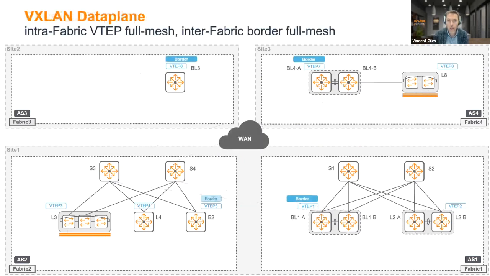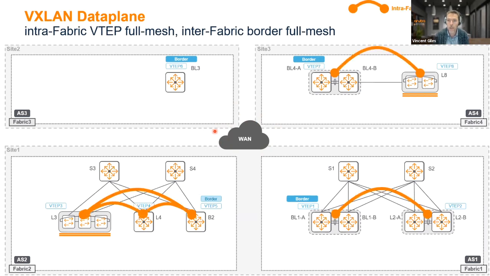So let's represent those underlay circuits with just one cloud here. And then we'll dive into the VXLAN data planes. So one is the intra-fabric VTEP full mesh, which is local to the fabric. And then we'll have the inter-fabric VXLAN between borders, and that would be full mesh as well. So let's see that in action.